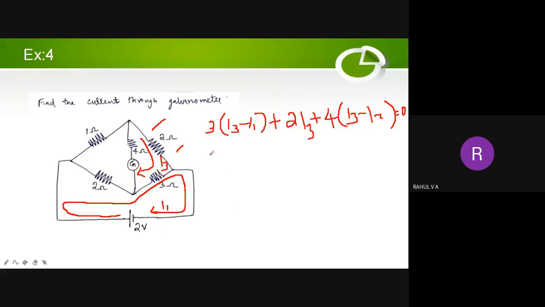Now simplify this as minus 3 I1, minus 4 I2, plus 5 plus 4, that is 9 I3, is equal to 0.